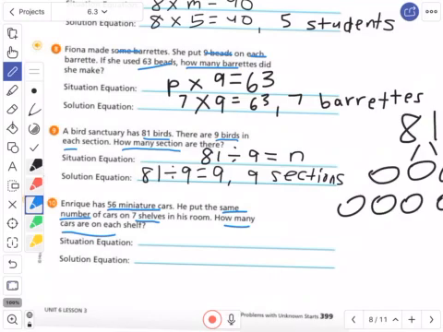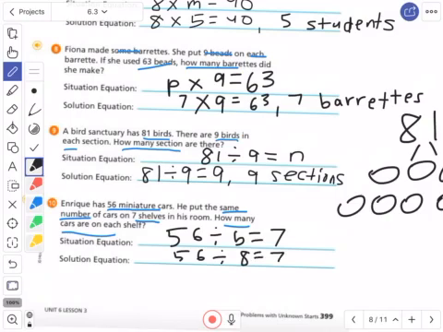Well, it does say each again, so I know this is going to be either multiplication or division. But since I have my total, it's division. So 56 divided by the same on each. Let's do B equals 7. So then my real answer, or my solution equation, is 56 divided by 8 equals 7. And so the answer is 8 cars on each.